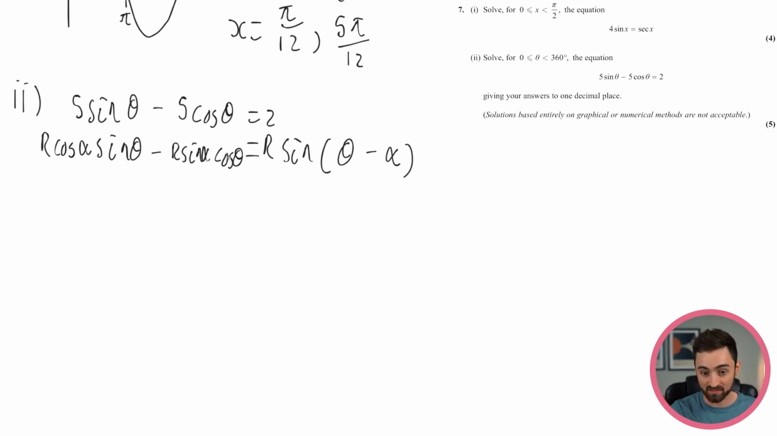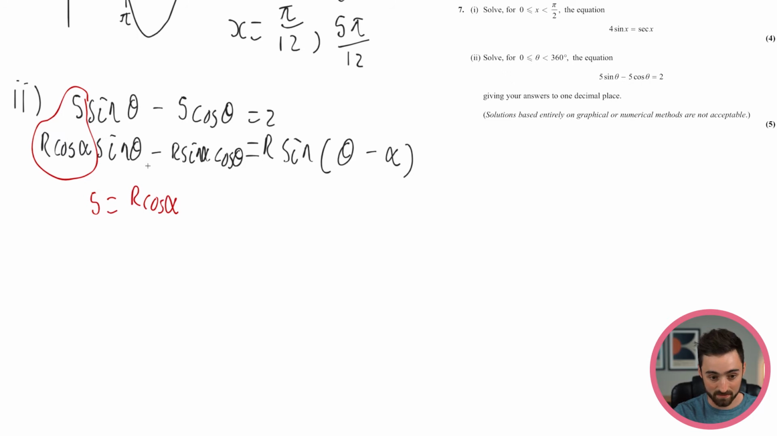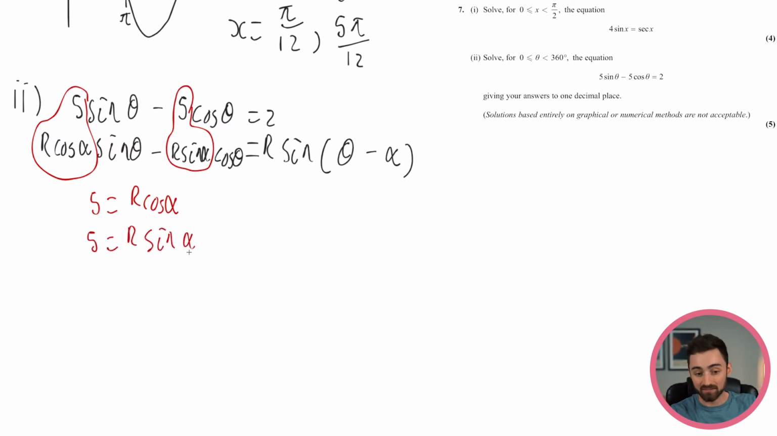Now, the reason this is useful is because if we compare these two things, what do we get? We've got this sine theta here, so this must be the same, meaning 5 must equal r cos alpha. And then I've got this minus minus, so I should also get this 5 as r sine alpha. That means if I solve these two equations simultaneously for r and alpha, I'm going to be able to express the left side of my equation in this form. I'll have one trig function and I'm good.